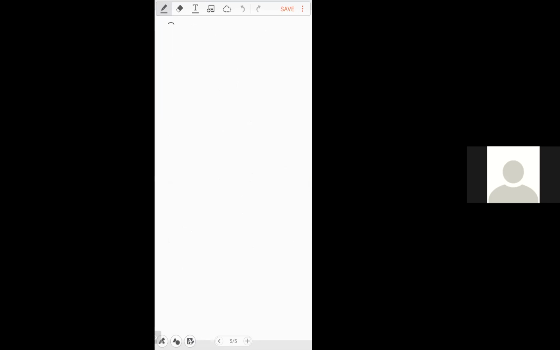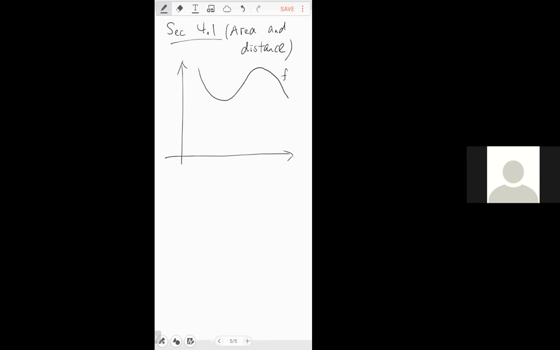I want to start a new section today, section 4.1. This is called area and distance. So I want to draw a graph, and I want to tell you what we want to do in this section. So let's say you have a function that looks like this. Let's say it's a good function from A to B.